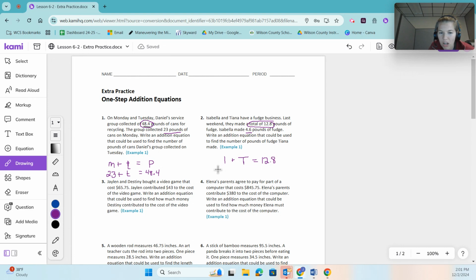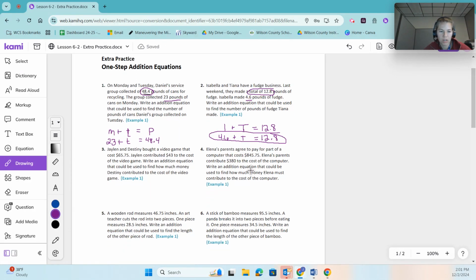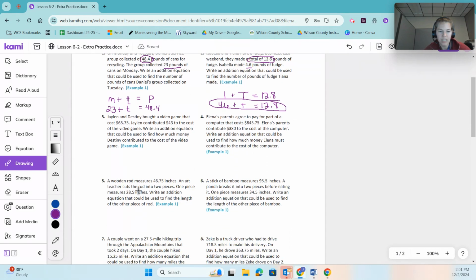And Isabella was 4 6/10 plus Tiana equals 12 8/10. Okay, so this is our addition equation. Again, that total indicates that that's our equals. Okay, let's do one more together. And I'm going to come down and look at number 5 here.